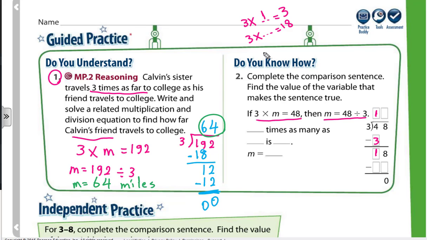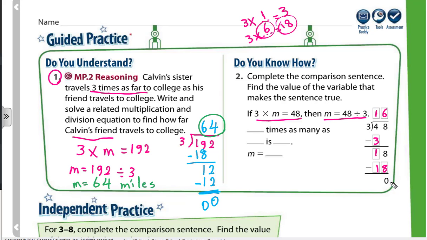18 divided by 3. Yes, it's 6. Salih is opening his mic. Yes, Salih. So, where to write the 6 and where to write the 18? 18, we write it down. No, start up first. 6. Yes, 6 up in the quotient and 18 down in the steps.